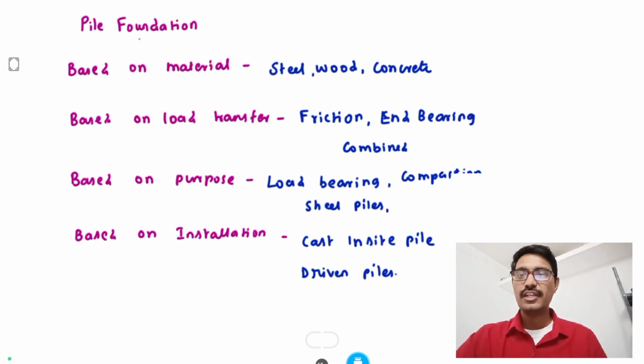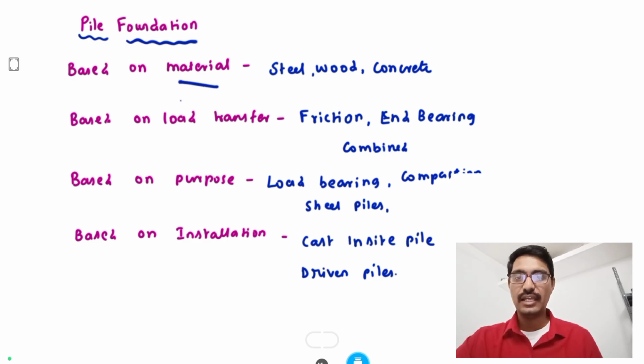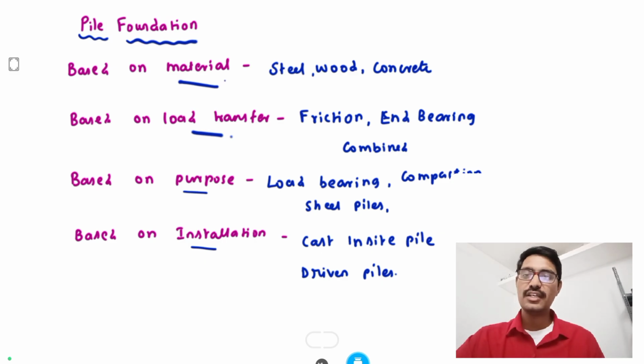Next is pile foundation. The pile foundation is classified into 4 types: based on the material, based on the load transfer, based on the purpose, and based on the installation. First, based on the material, there are steel piles, wooden piles and concrete piles.